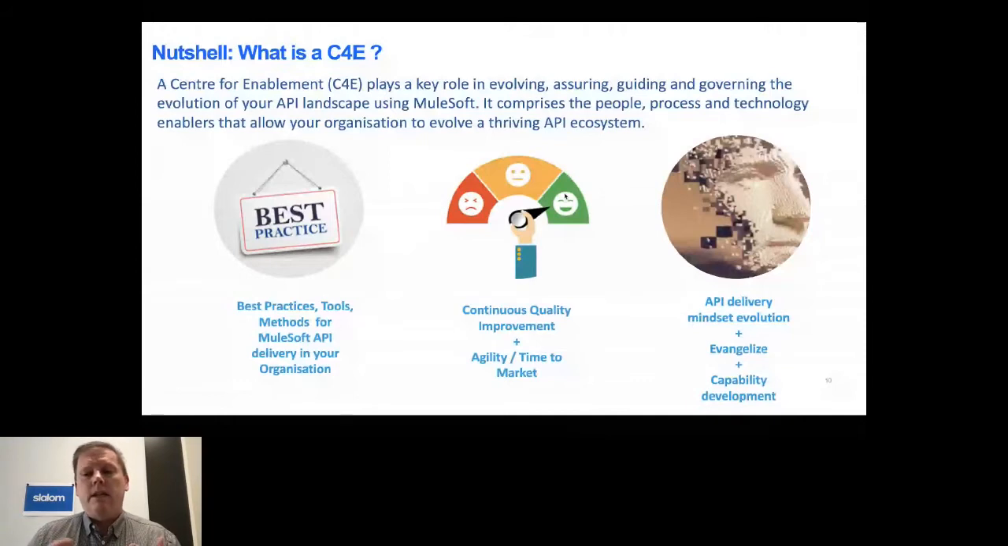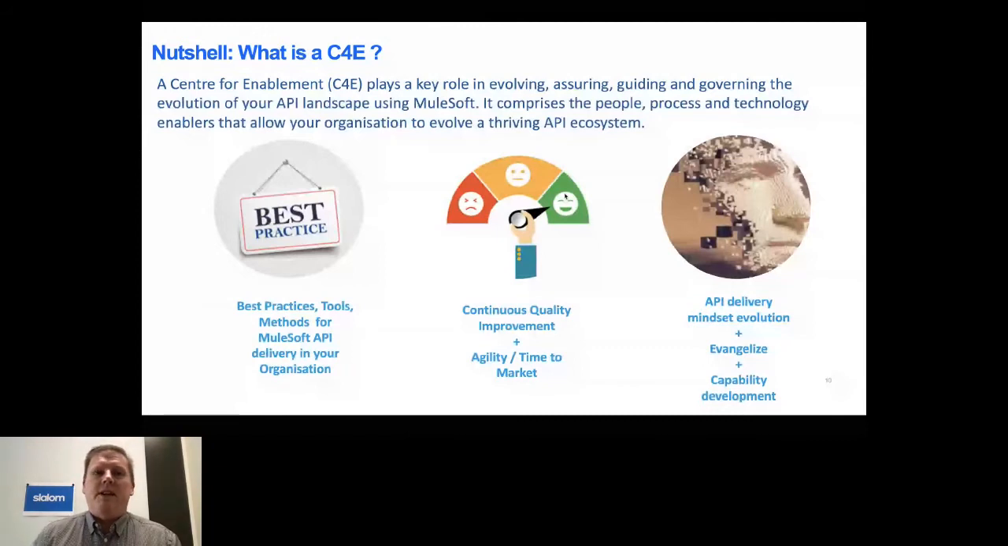And finally, one of the really important things that we've learned is having the right mindset in terms of how you take your API journey forward and how you evangelize that. It's really critical to winning the hearts and minds, not just of your IT team that are delivering MuleSoft and other systems, but also the business stakeholders that are the customers and consumers of those products. So a good C4E, in our view, is helping take all of those stakeholders on that journey and making that a continuous process. And that's roughly what we're going to talk about today.